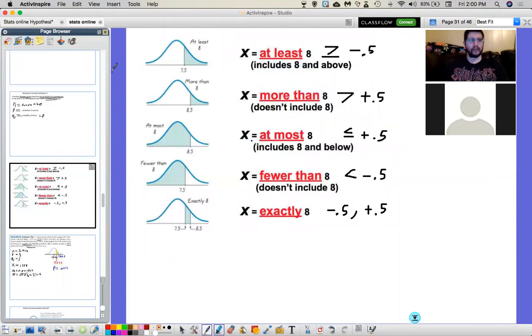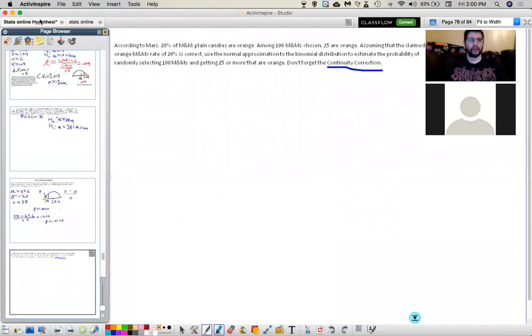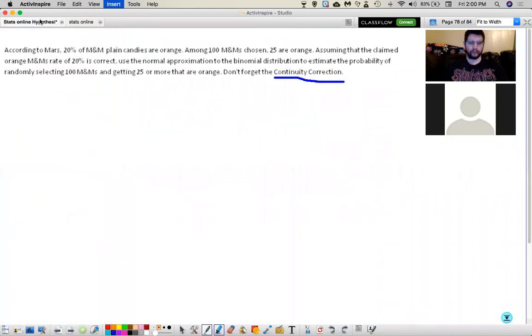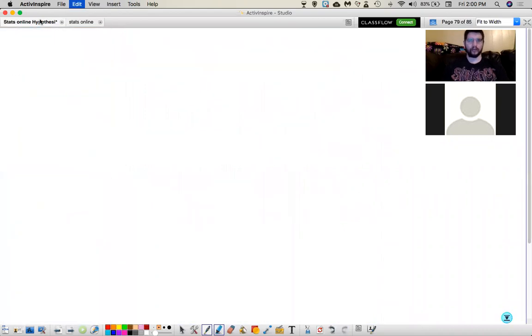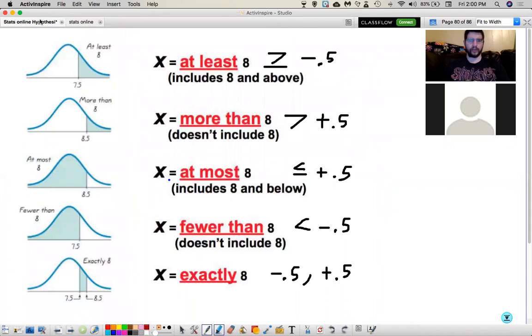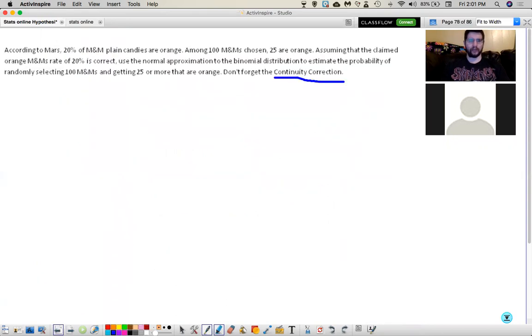So I took a picture of this and stuck it in the Google Drive. That's what we need to be looking at here. I'll stick it right there. You can also take a picture of it and make sure you have it. So whenever we're approximating the binomial distribution with the normal distribution, we have to fix our x value. So let's look and see what we got here.